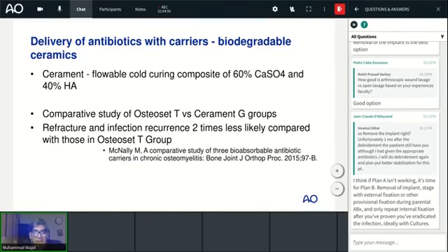Biodegradable ceramics. Cerament is another one, which is a flowable, cold curing composite of 60% calcium sulfate and 40% hydroxyapatite. In a comparative study of Osteoset T versus Cerament G, the refracture and infection recurrence was 2 times less compared to those in the Osteoset T group. So in the Cerament G group, the incidence of refracture and recurrence of infection was 2 times lower than Osteoset T.